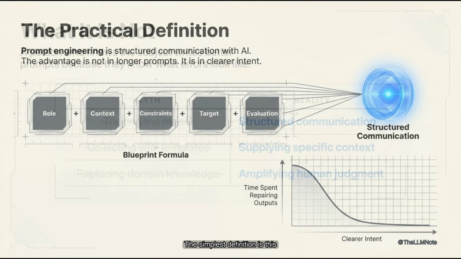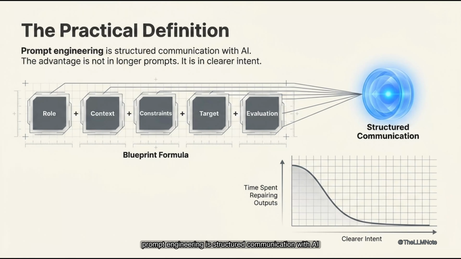The simplest definition is this: prompt engineering is structured communication with AI. You define the role, supply the context, set the constraints, show the target, and evaluate the result. The better that communication becomes, the less time you spend repairing bad outputs. The advantage is not in longer prompts. It is in clearer intent.